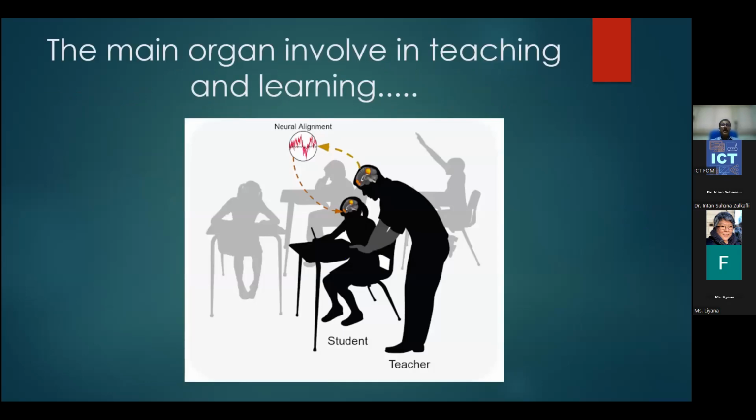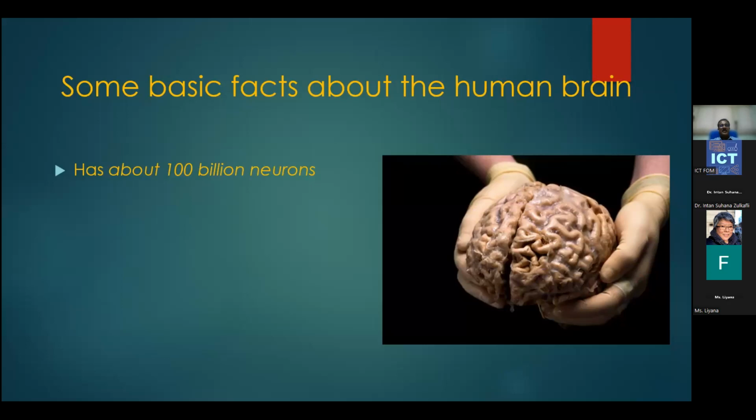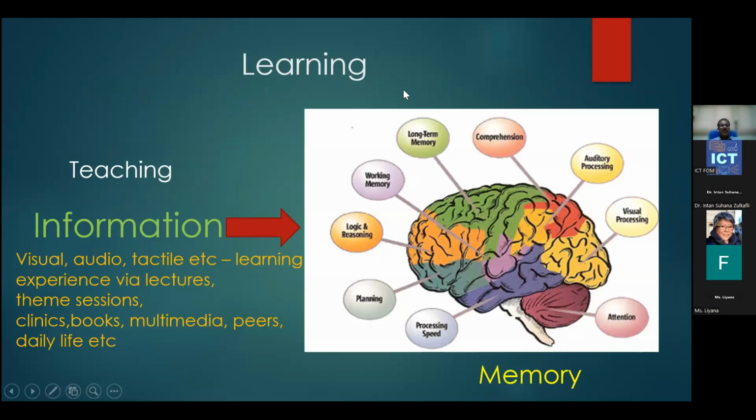Now, the main organ involved in teaching and learning is the human brain. So the human brain generally has more than 100 billion neurons in the cortex. It weighs about 1.3 to 1.5 kgs and 60% of it is fat. It transmits signals at about 270 miles per hour. It has unknown storage capacity. So all this information is processed, like all the anatomical information through visual, audio, tactile. All this gives the students a learning experience.